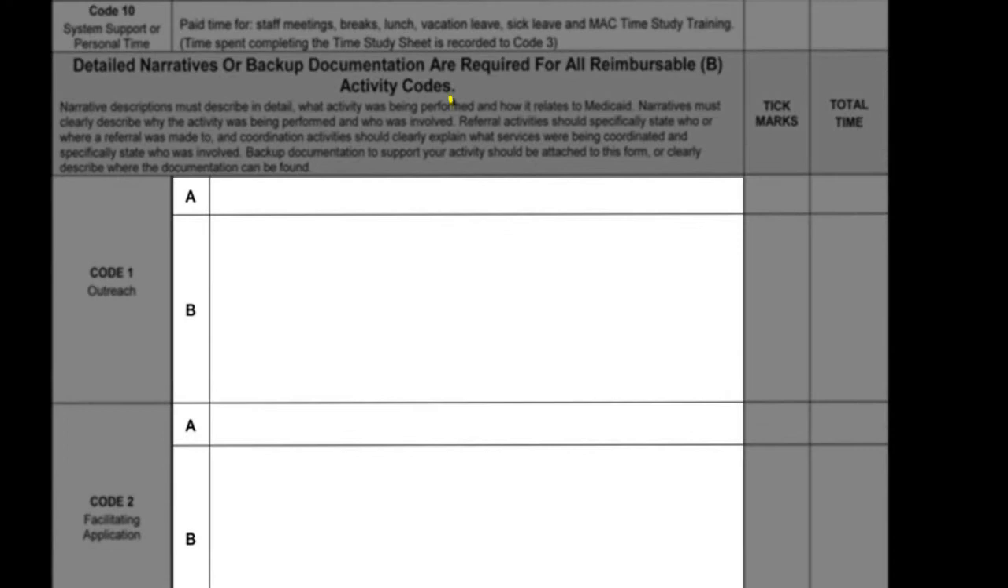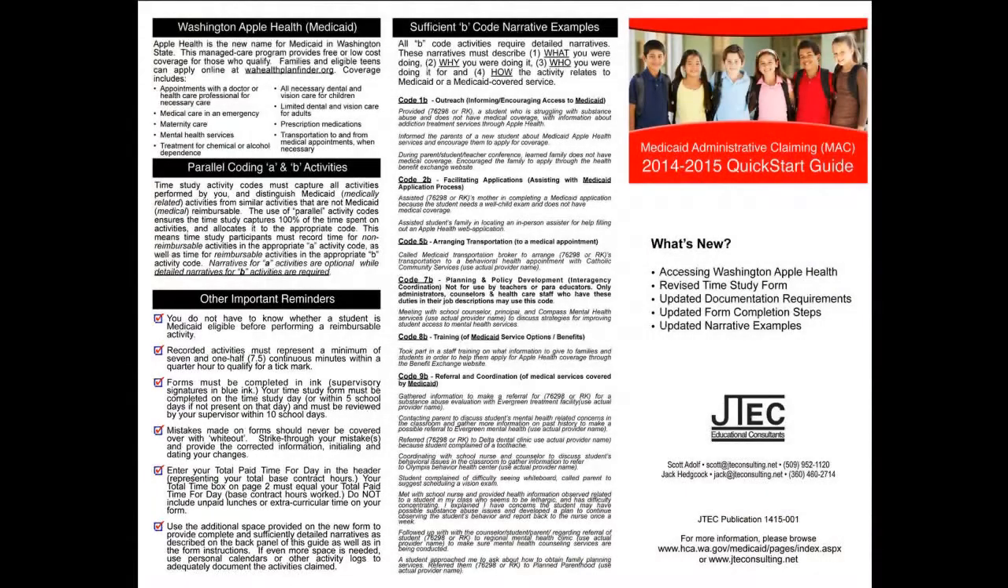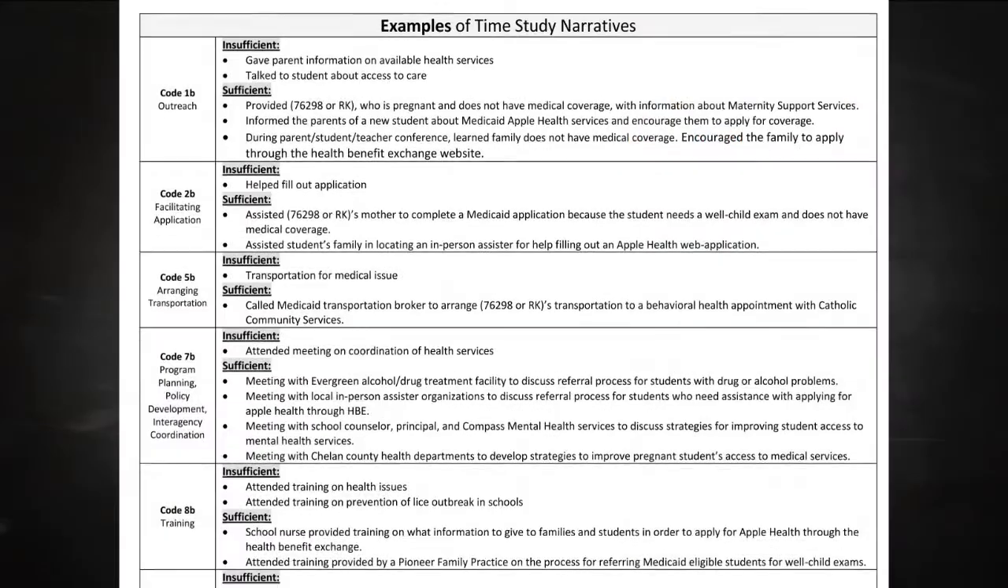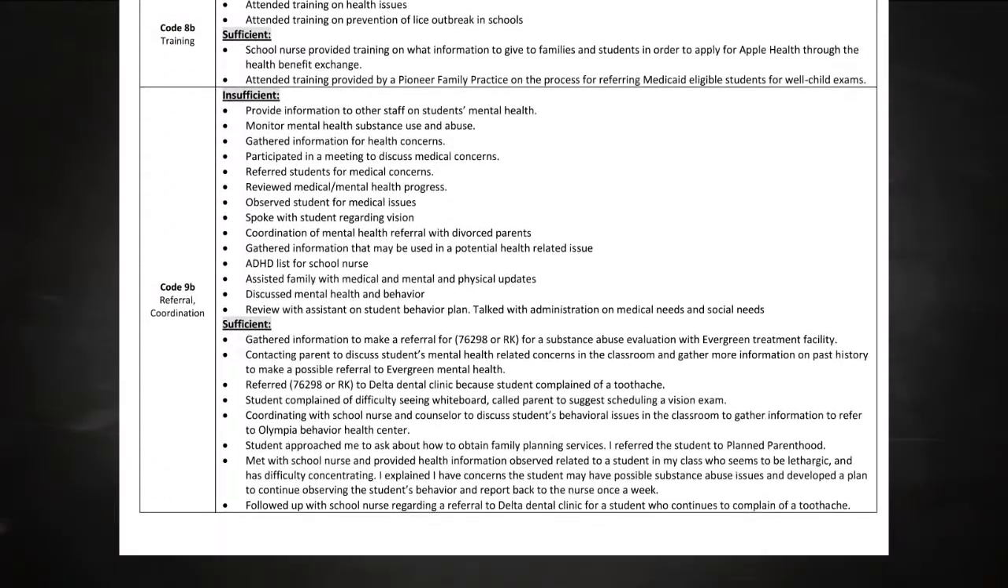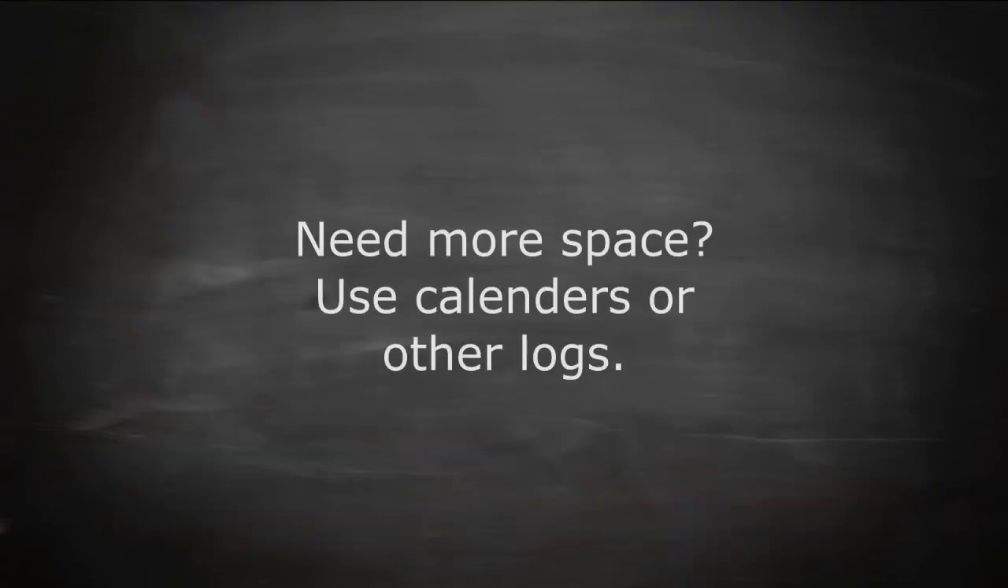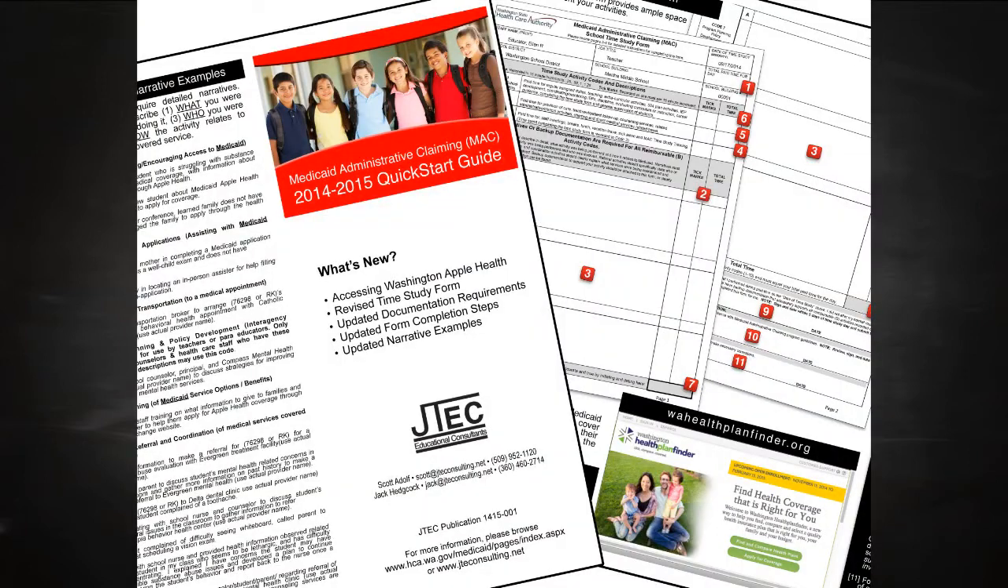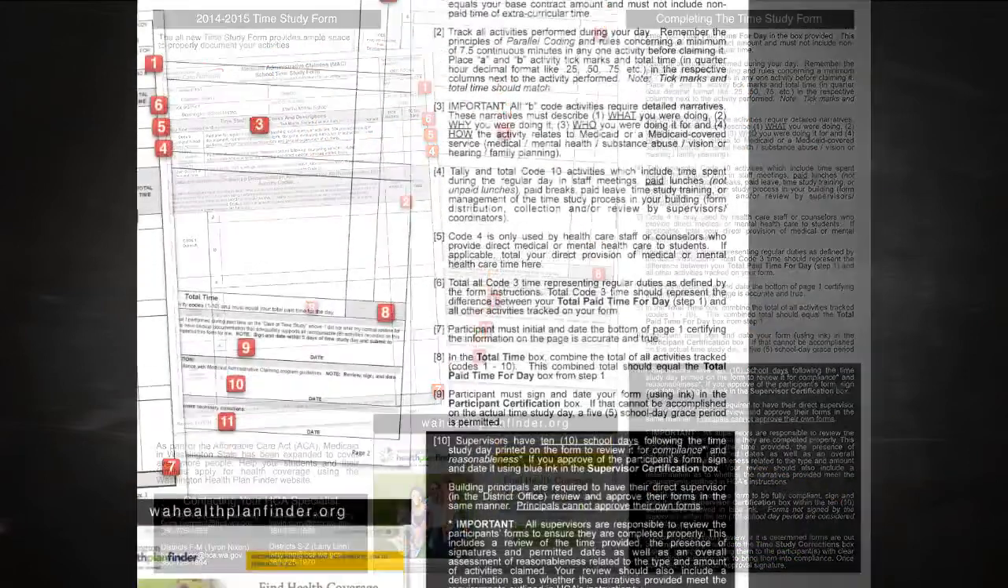Use the additional space provided on the new form to provide complete and sufficiently detailed narratives as described on the back panel of this guide as well as in the form instructions. If even more space is needed, use personal calendars or other activity logs to adequately document the activities claimed. As we look at filling out the time study sheet, look at your Quick Start Guide and we'll go through it numerically, steps 1 through 11.